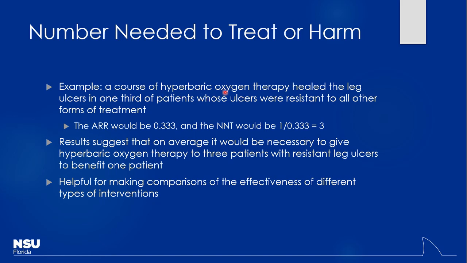Anyway, so let's say that we're looking at the efficacy of using hyperbaric oxygen on leg ulcers, and they wanted to see, okay, well, what's the number needed to treat to get any kind of benefit here? Say they have resistant leg ulcers. And so basically what they found, they had an absolute risk reduction of, say, 0.333, okay? So to get the number needed to treat, you just get the reciprocal of that. So that means you'd have to treat 3 patients that have resistant leg ulcers with hyperbaric oxygen in order to get 1 success out of that.